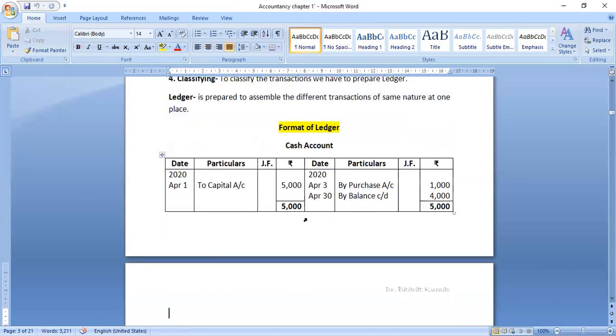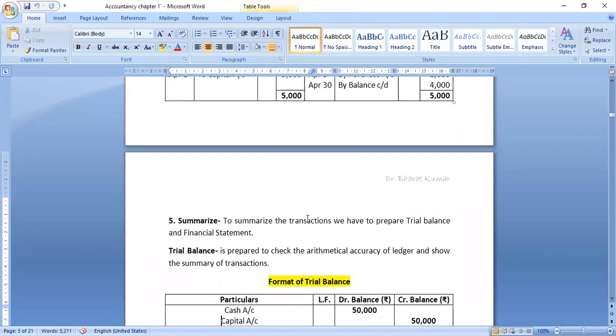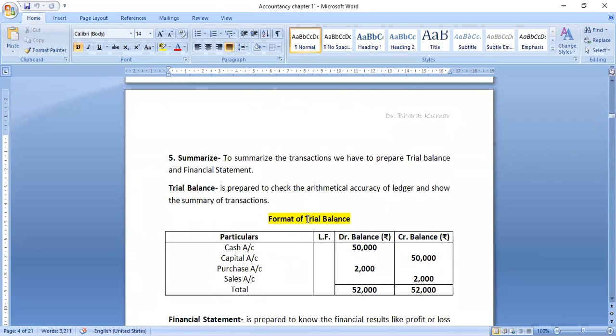Then we have to summarize the business transaction. See, whenever you prepare the journal, ledger, so many pages are used. Like, one more example. Like suppose there are 10 transactions in a day in a business.